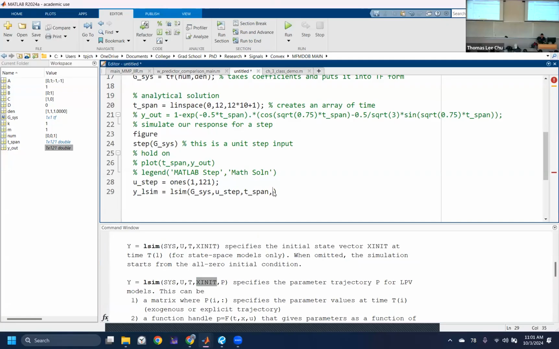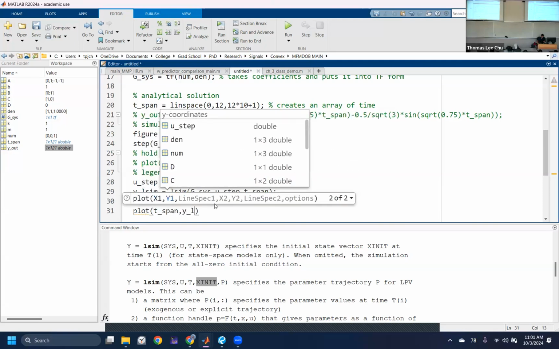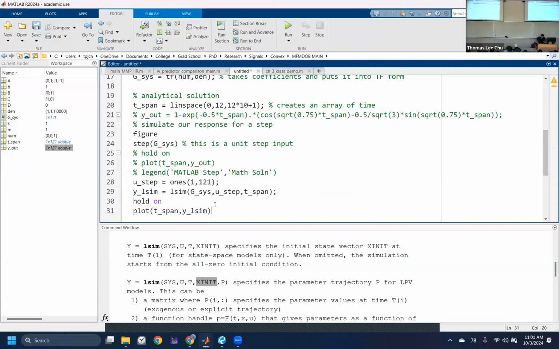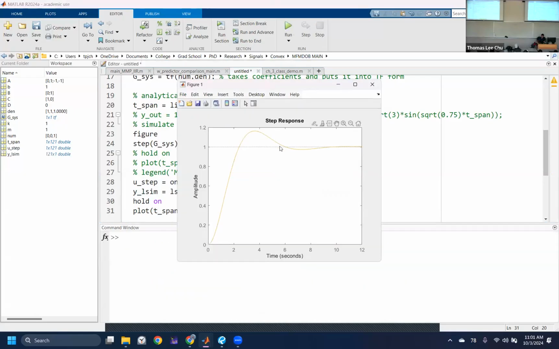So in this case, if we have x is equal to 1 and velocity equal to 1, then we can plug that in. So we'll just do this first, and then we can do this. Try this. Hold on, and then plot this. T span y LSIM. Okay, let's hope this one matches. Otherwise, I'll be very embarrassed. All right, so these two match up because you can't see them. They match up because they're overlapped.